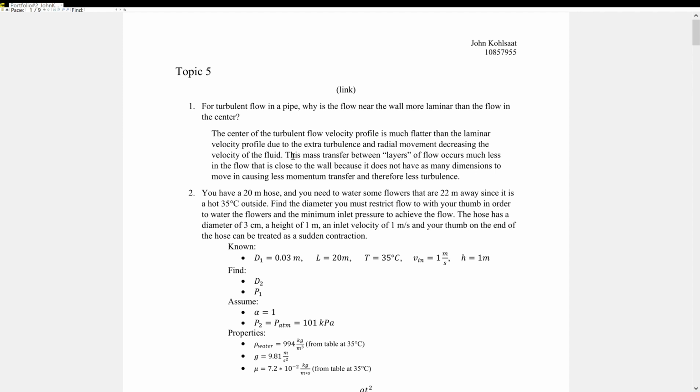And near the wall, there's less of this radial movement just because there's less direction for the fluid to move in. Because in the center, it can move in any direction, but near the walls, it can only move toward the center. And so there is less turbulence near the wall compared to the center of the pipe.